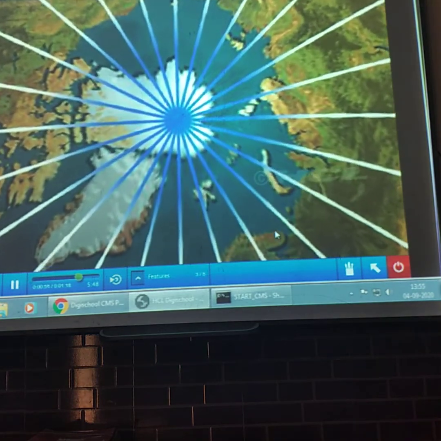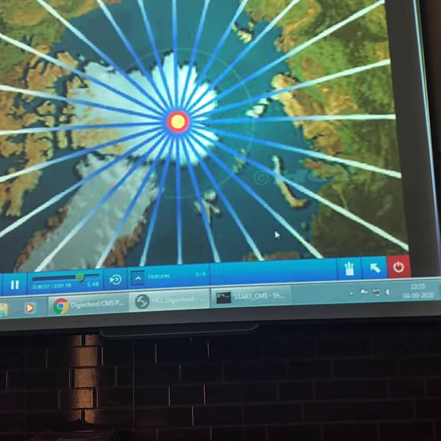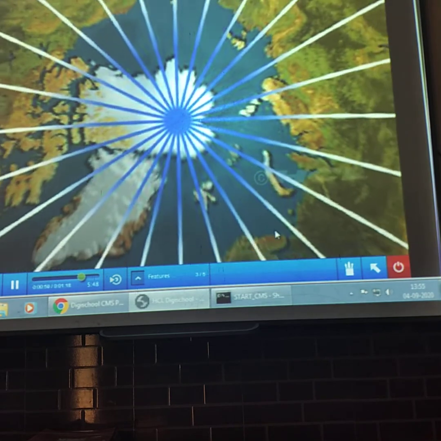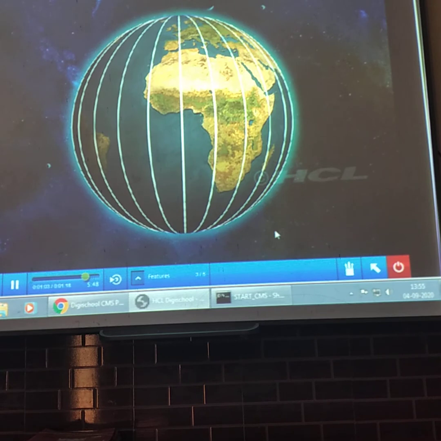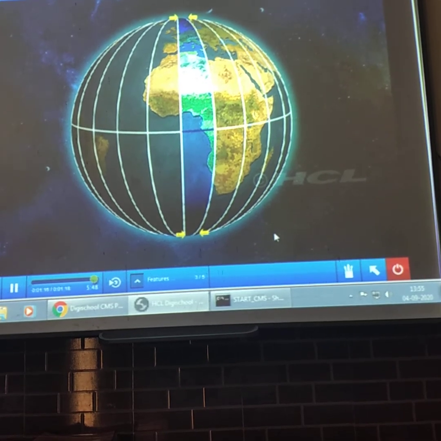All meridians of longitude meet at the poles. Therefore, the distance between any two meridians of longitude is widest at the equator and decreases toward the poles.